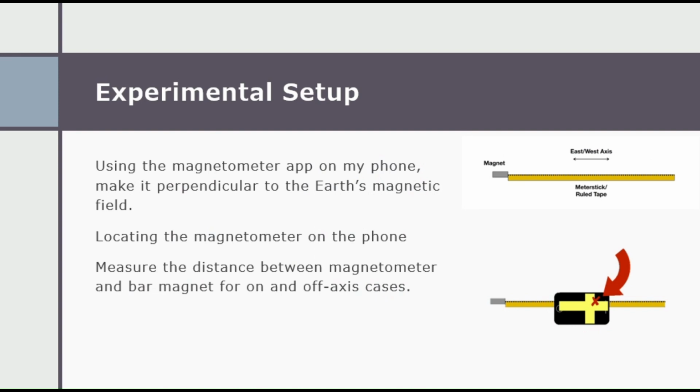And so this is how I set up the experiment. I used the magnetometer app on my phone to make it perpendicular to the Earth's magnetic field. I located the magnetometer on my phone, and then I measured the distance between the magnetometer and the bar magnet for on and off axis cases.